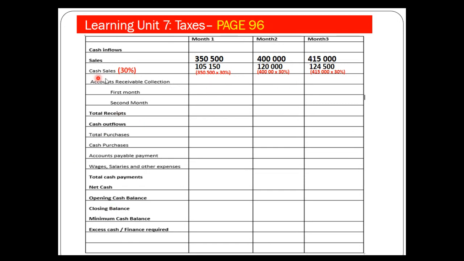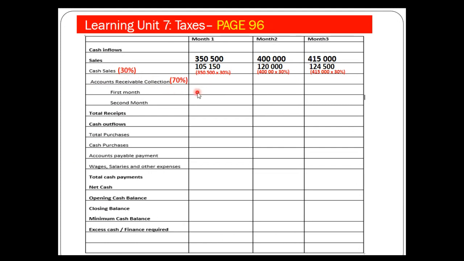Now, secondly, I must deal with the accounts receivable collection. Accounts receivable is the same as debtors control. You can call it debtors control collection or debtors collection. So remember, cash was 30%. Here it is what? That's 70%.